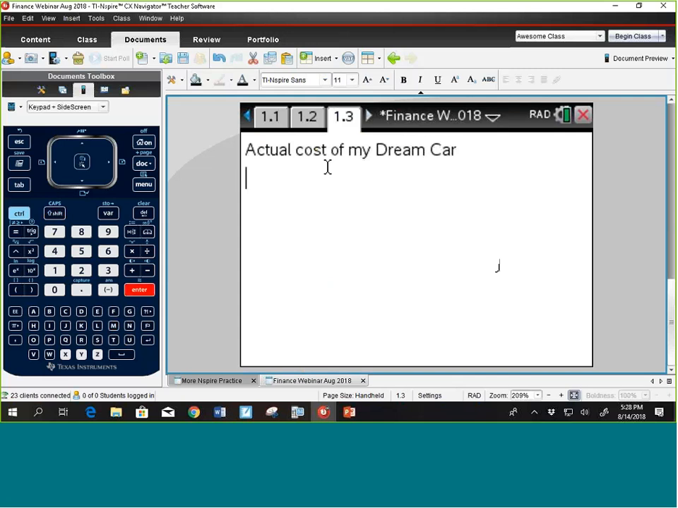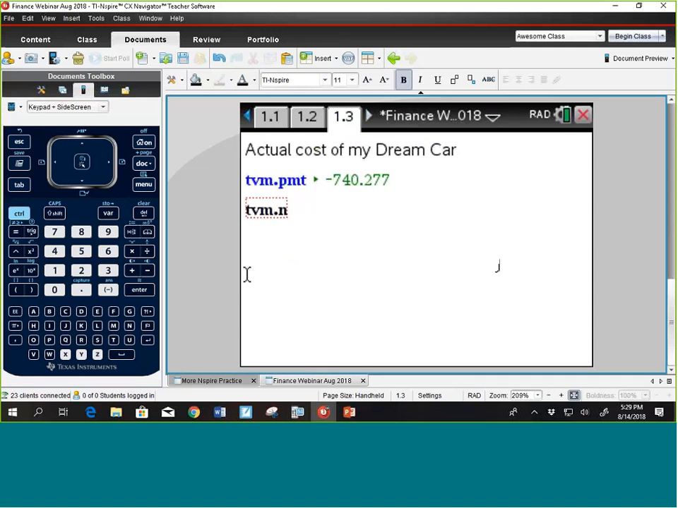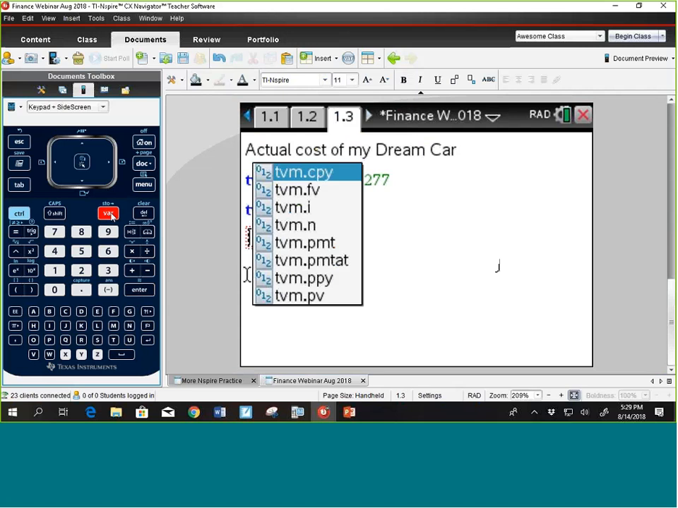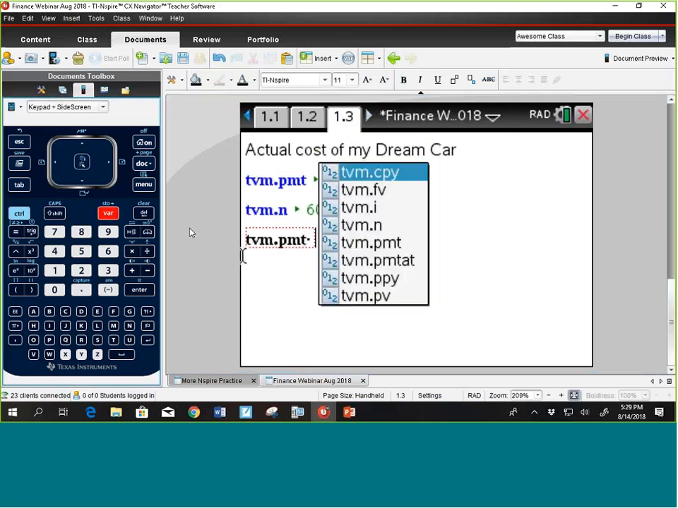And so I'm going to get some calculations on here again. So I know that my payment is a little over $740 each month. And my number of payments is 60. And then what I'm going to do is I'm going to take that. So how much am I really paying? It's my payment times the number of payments, right?